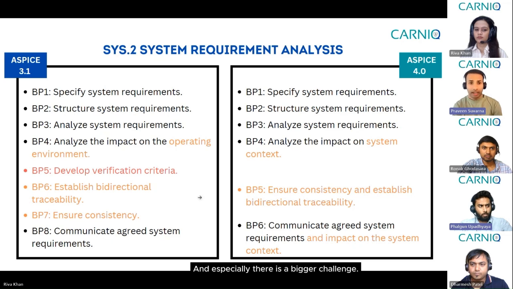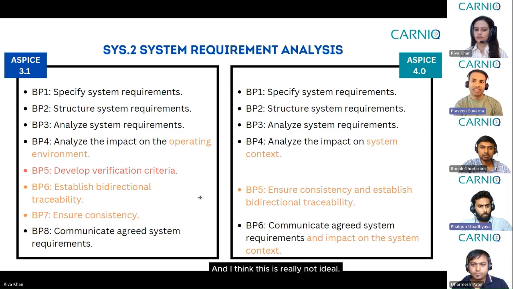And especially there is a bigger challenge when it comes to assessment, provided an assessor has not worked on this particular process on his own. If he never worked as a system engineer, it is very difficult to convince them, or let's say defend this particular BP4, because they can expect anything when it comes to analyze the impact on the system context. What does that mean? Even if you go through the description of BP4, analyze the impact that the system requirement will have on elements in the relevant system context. What does that even mean? There are no notes at all whatsoever.